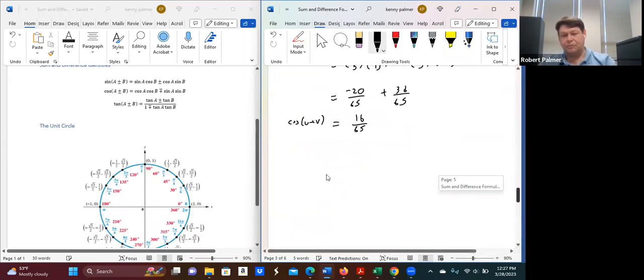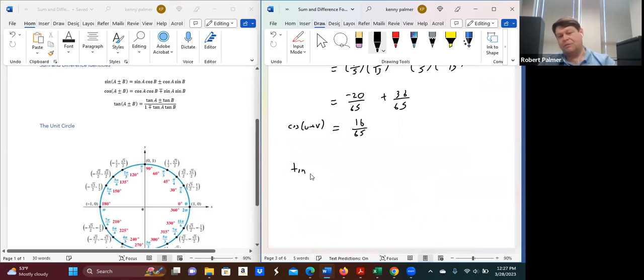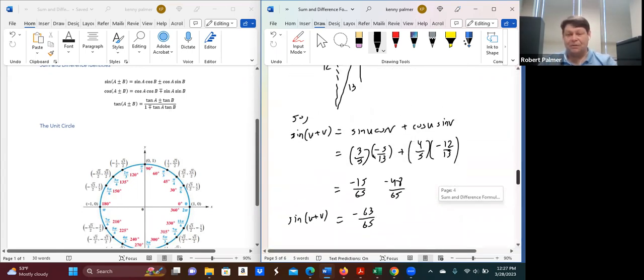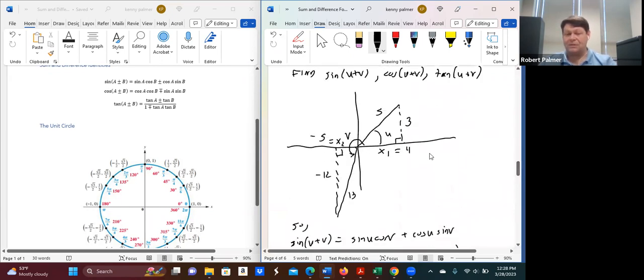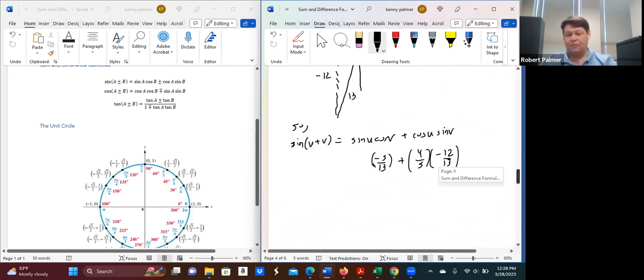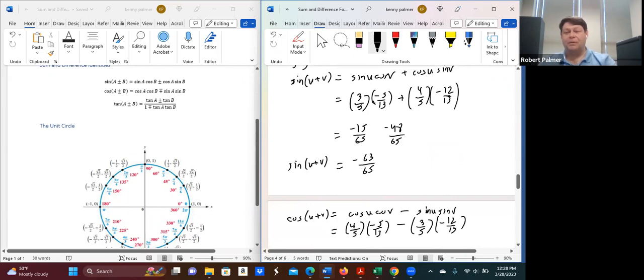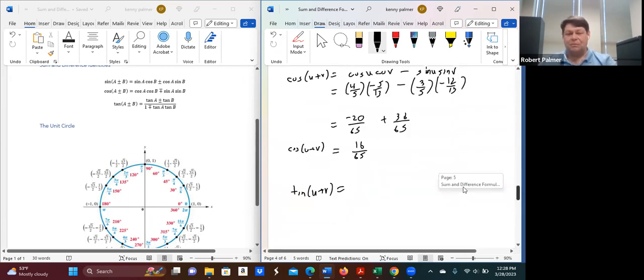Okay. Now, find the tangent of u plus v. Actually, we can do this a couple ways. We can use the formula, and what you have to do here then is find the tangent of these angles. Remember, tangent is y over x. You have to find the tangent of those, and plug those into that formula. But actually, there's something a lot easier to do.